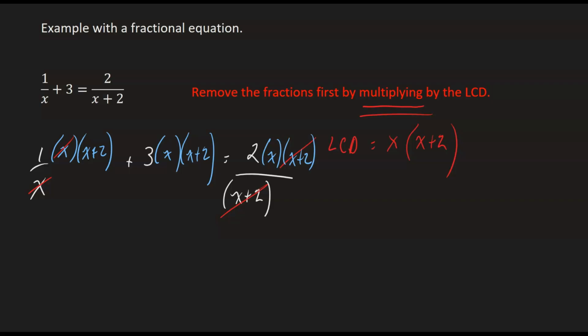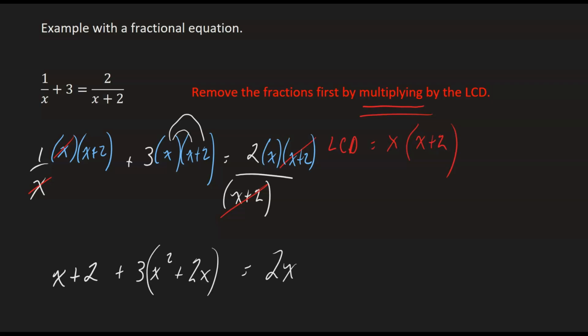In the first, we have 1 times x plus 2, so just an x plus 2 there, plus 3 times x plus 2. So I'm going to multiply just to save a line. We'll do x times x squared, and then we'll bracket it first. And x times 2 equals, and I multiply 2 times x. That looks a lot better. When you get rid of the fractions, it looks so much better.